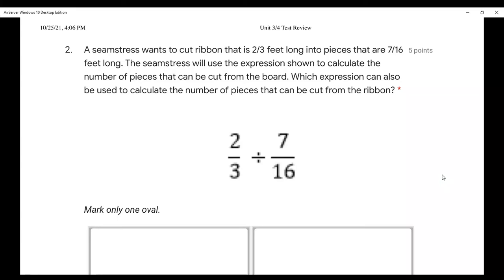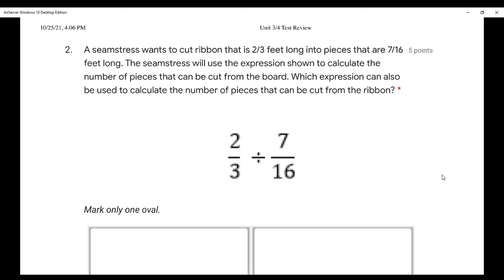So we are going to go over our review for our test this Thursday. It is over Unit 3 and Unit 4. So Unit 3, we multiplied and divided fractions and decimals. And then Unit 4, we add, subtract, multiply, and divide all integers. And remember, integers are your positive numbers, your negative numbers, and 0. So let's jump into it.